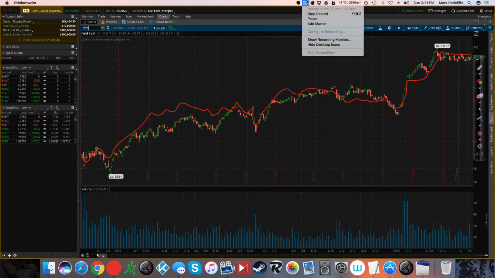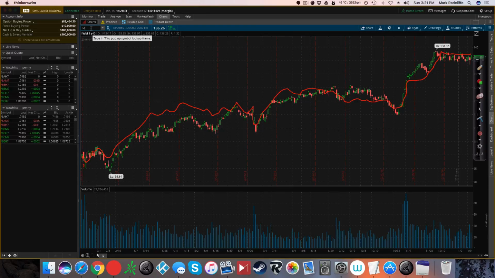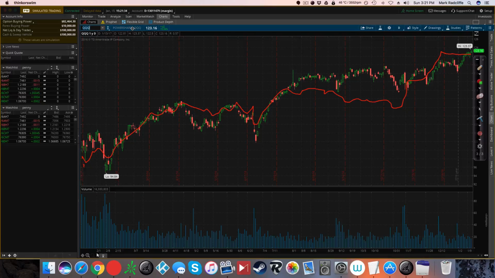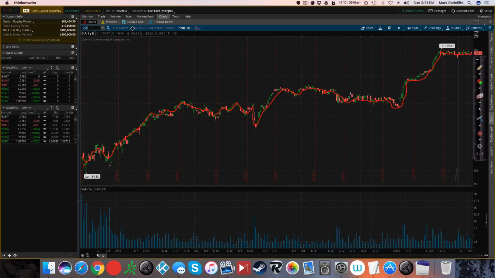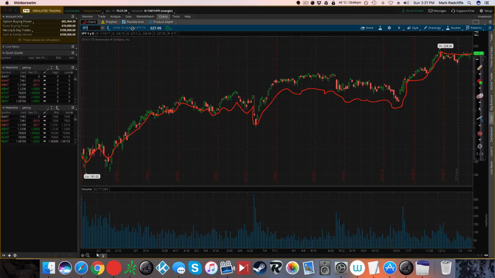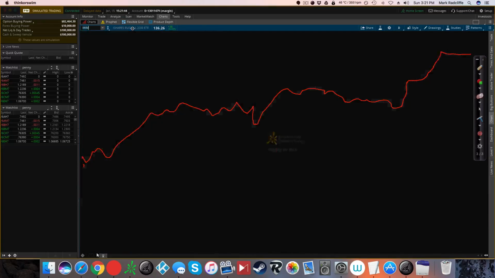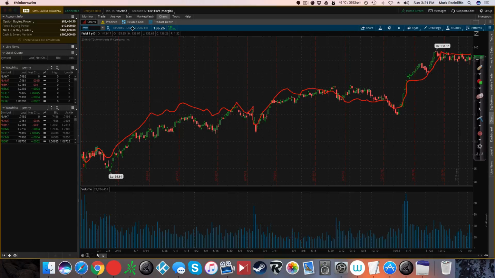IWM trades right around the lower 100s. The Qs, I think they're around the same price. Yeah, 123. And then you've got the diamonds. They're up similar to the spiders. So spiders and the diamonds are a little bit larger than the others. For my index positions, personally, for my account size, I tend to trade IWM because it's a little cheaper. But as I gain more money, I will definitely move up to some of the larger products.